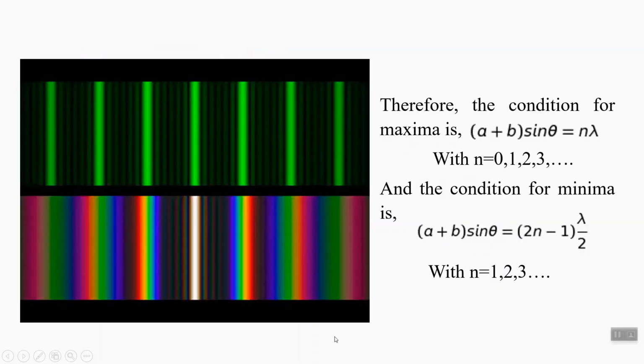Now when white light is used, each wavelength will be diffracted through different sets of angles as defined by the grating equation: (A plus B) sine theta is equal to n lambda, or sine theta is equal to small n capital N lambda. The diffraction grating will thus disperse the light incident upon it into its component wavelengths as seen from this figure.